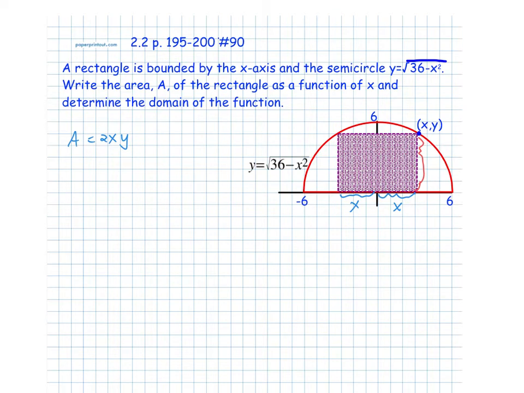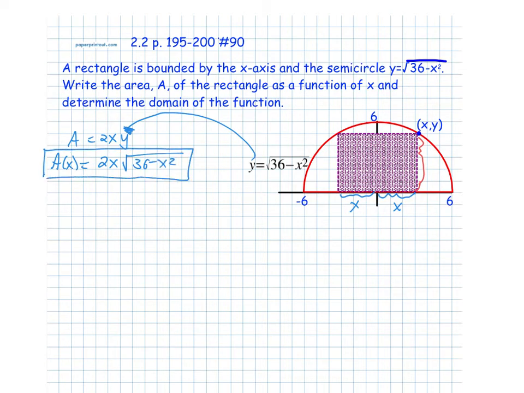But that's a function in terms of x and y, and we really just want A as a function of x alone. So what we can do is substitute in the function for the semicircle in for y. So now we'll have the area as a function of x is 2x times the square root of 36 minus x squared. And this formula will give us the area as a function of x on that semicircle.